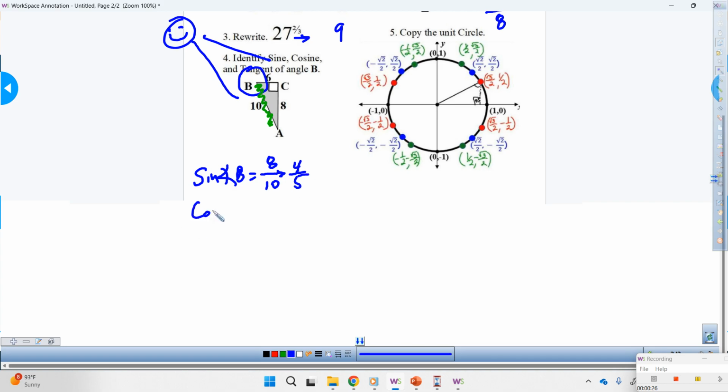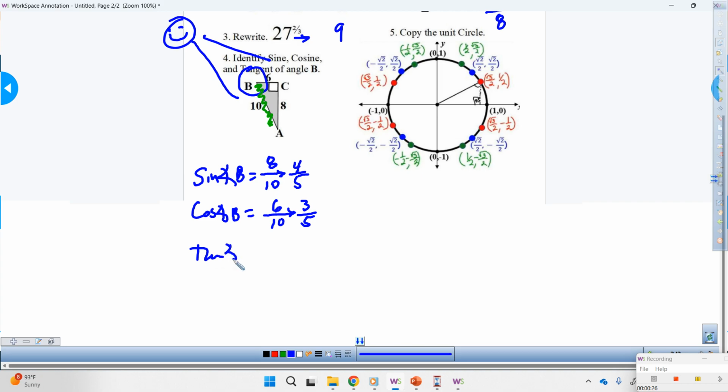Let's go to cosine angle B. Cosine is adjacent over hypotenuse. What is that? Adjacent over hypotenuse. What is our fraction, Caesar? 6 over 10, or in other words, 3/5 if we reduce it.